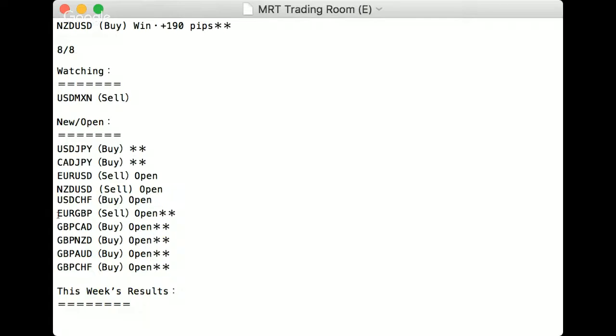And then we've had these 5 pound trades that have been open for over a month. I'm still looking for a longer term win on profit target on these. Euro pound sell, pound CAD buy, pound Aussie buy, pound Aussie buy, and pound Swiss buy. Okay, so let's jump over to the charts, take a look at these, and see what's going on.